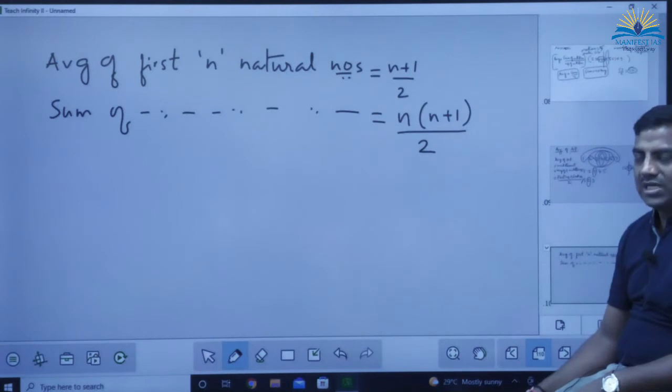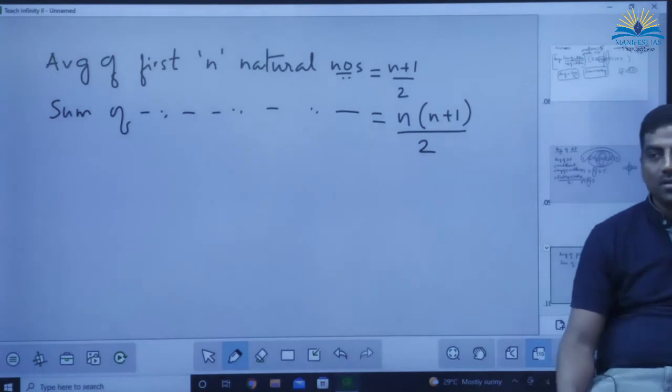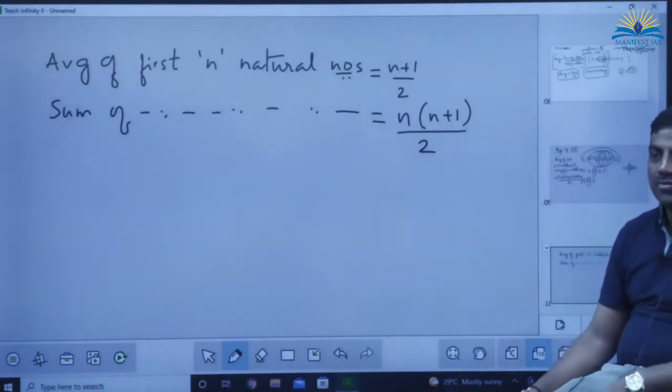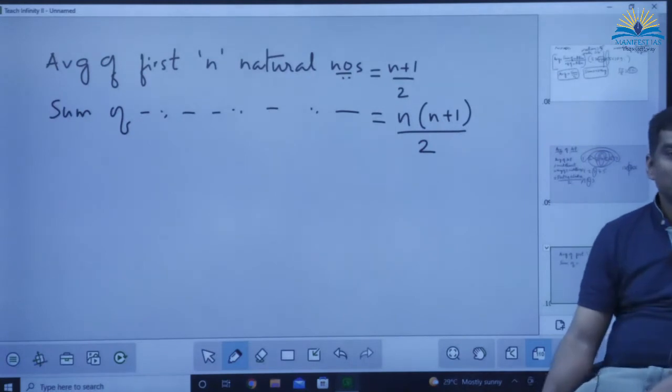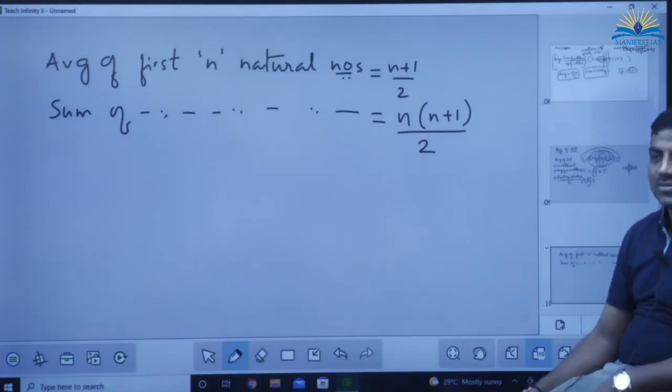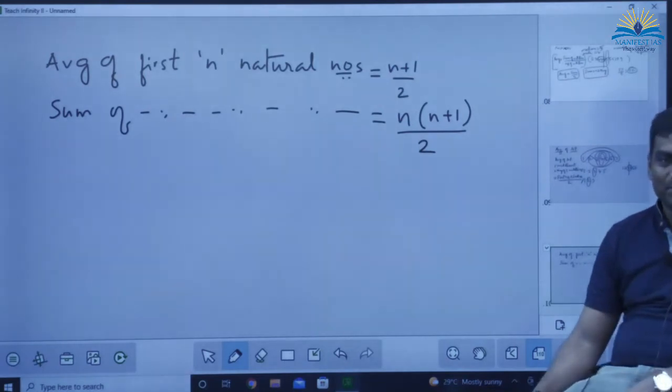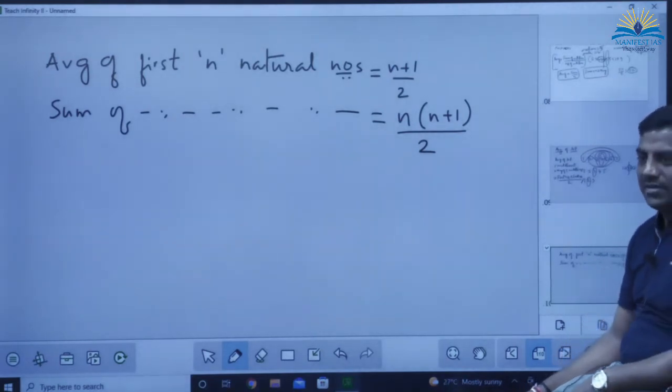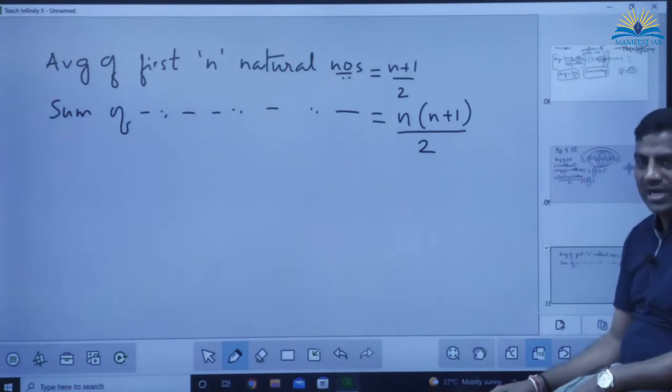Similarly, what is the sum of the numbers that are there in the clock? What is n here? N is 12. So calculate. You got it? 12 into 13 by 2. What is it? 72? It is not 12 sixes, it is 13 sixes. Yes, 13 sixes, 78. Done? Like this you can find out.